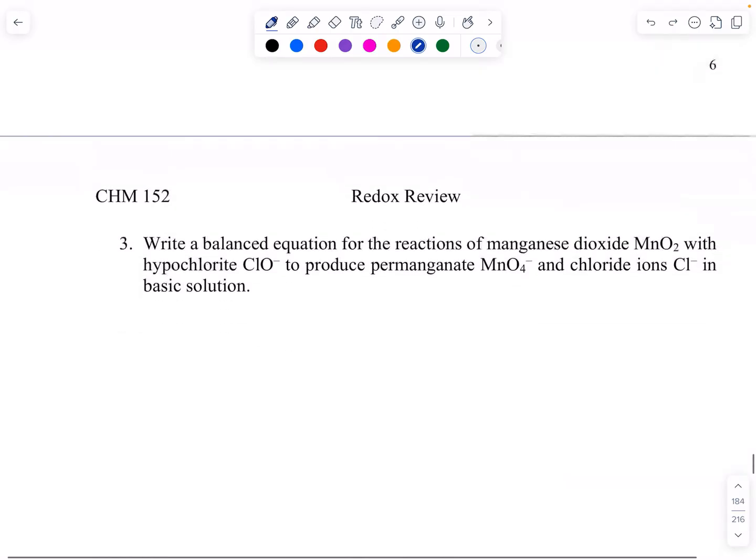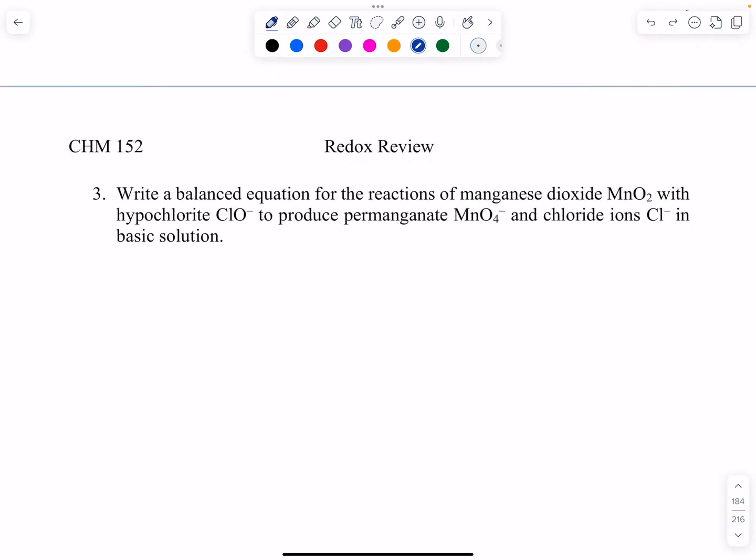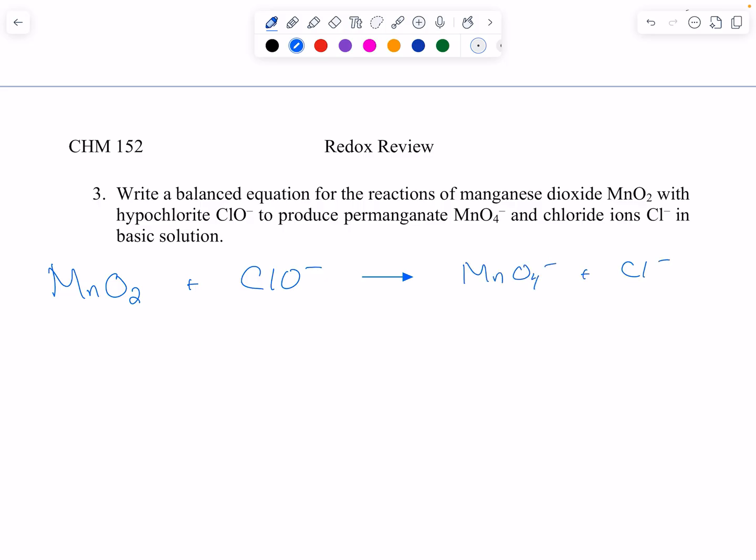Number 3. We're asked to balance the equation for the reaction of manganese dioxide, or manganese 4 oxide, with hypochlorite to produce permanganate and chloride in basic solution. All right, so let's write this out. I have MnO2 plus ClO minus yielding MnO4 minus plus Cl minus.